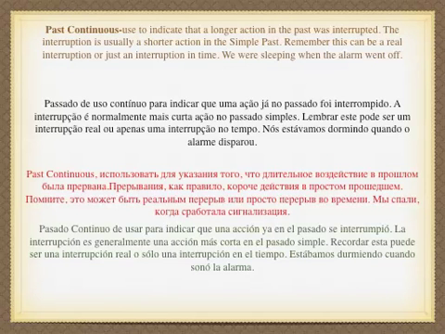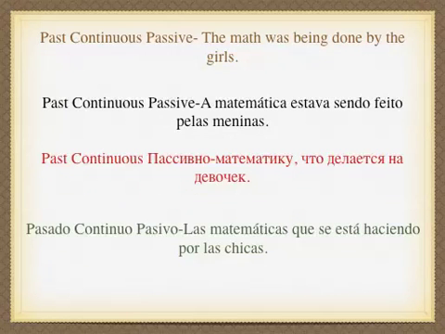Past continuous. Used to indicate that a longer action in the past was interrupted. The interruption is usually a shorter action in the simple past. Remember, this can be a real interruption or just an interruption in time. We were sleeping when the alarm went off. Past continuous passive. The math was being done by the girls.